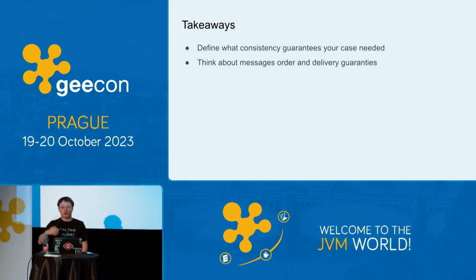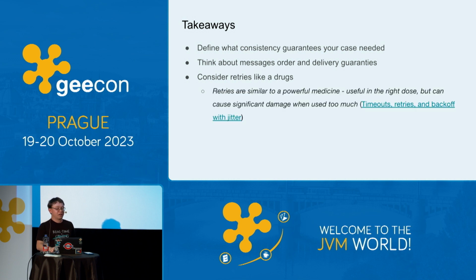Think about message ordering, whether it matters or not, and delivery guarantee: exactly once, at least once, at most once. If you implement at most once, you should use some kind of, and for exactly once, you should use some kind of retries, but be careful with retries. Retries are like drugs: in small doses they can help, but in large doses they can kill your system. There is a very nice, very old article from Amazon that describes this problem nicely.